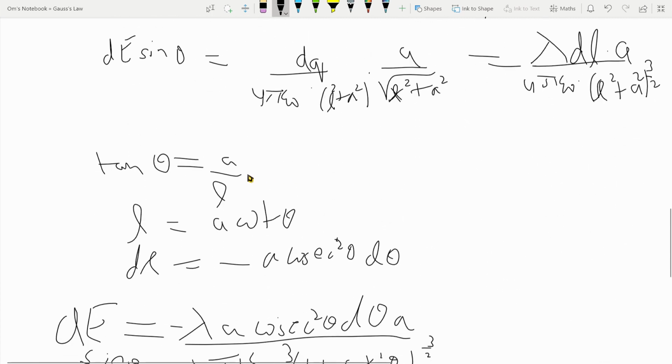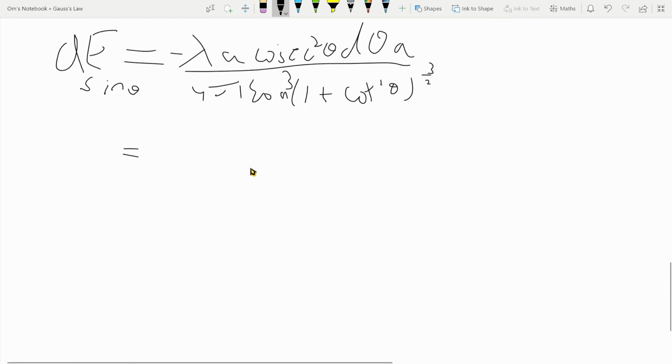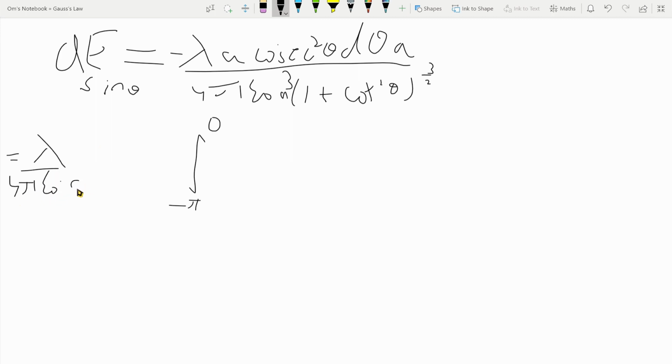Because when it's a very small positive value, tan theta is approximately equal to theta, and that means theta is approximately equal to 0. So our limits over here are going to be from minus pi to 0, and I'm going to erase this over here so I can write all the constants outside. This is going to be equal to lambda by 4 pi epsilon naught, and there's now going to be an a in the denominator. Oh, no, there's only going to be an a, my bad. Just one a, there's no a square.